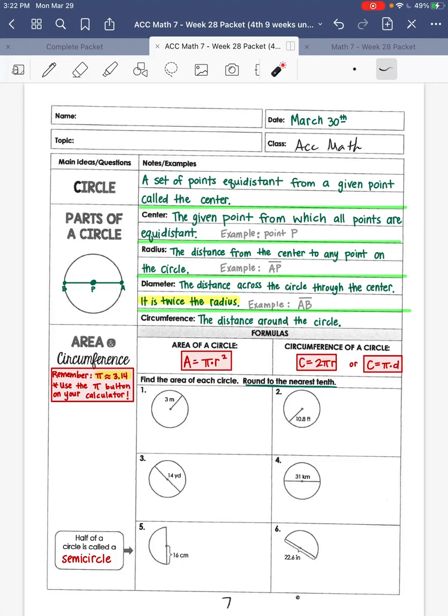Hey guys, it's Tuesday, March 30th, and today we are taking notes on pages 7 and 8 in your packet. So turn to page 7 and let's get started.